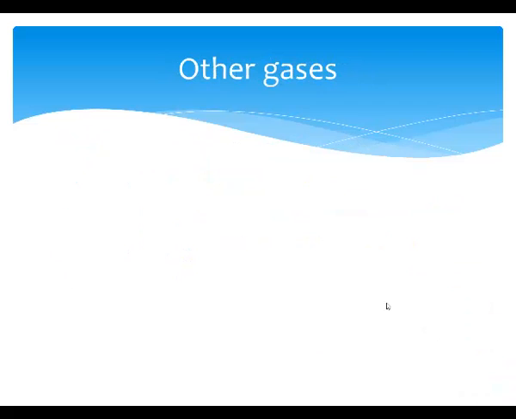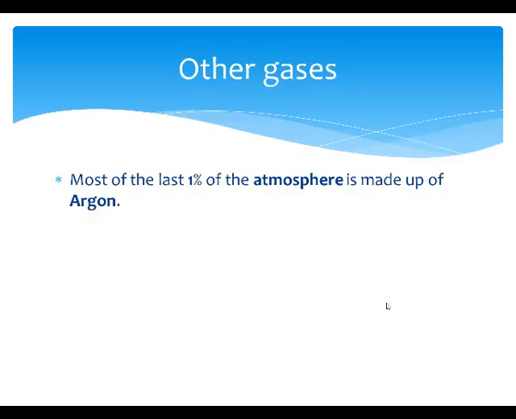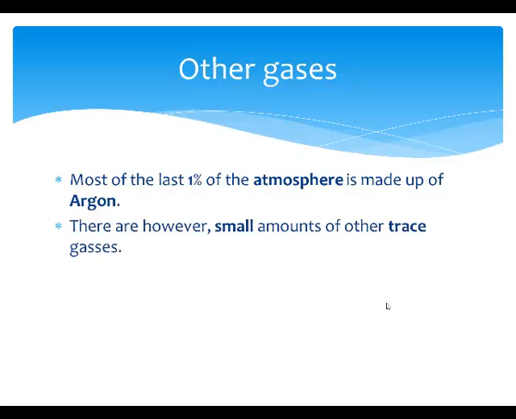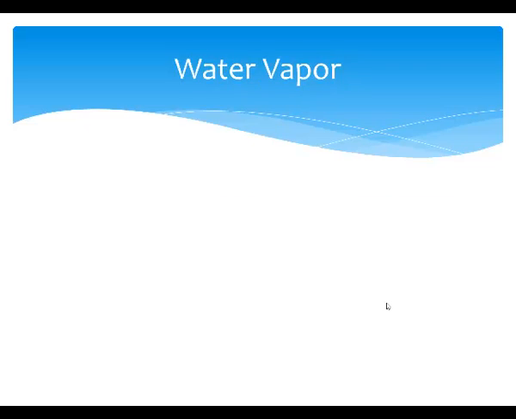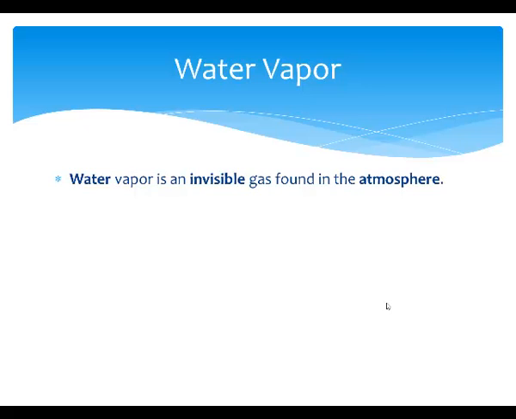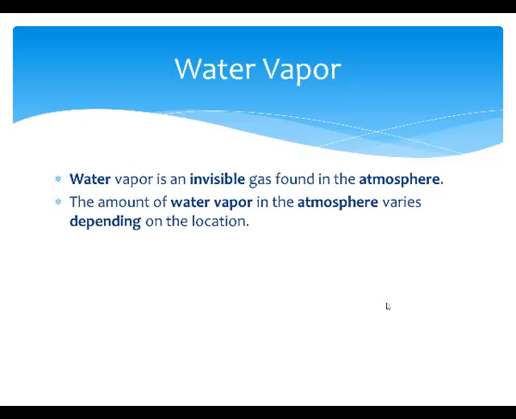And then the other gases that make up our atmosphere. Most of the last 1% of the atmosphere is made up of argon. There are, however, small amounts of other trace gases. Water vapor. Water vapor is an invisible gas found in the atmosphere. The amount of water vapor in the atmosphere varies depending on the location.